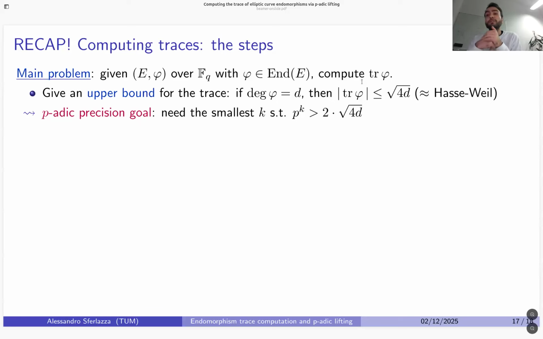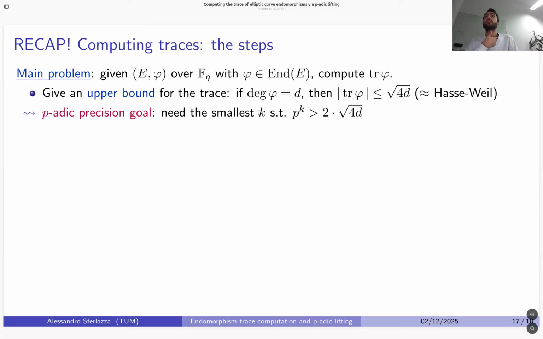So the first observation is the endomorphism phi is an imaginary quadratic element. So the discriminant of its characteristic polynomial is negative, which gives us a bound on the trace, namely in absolute value it's smaller than the square root of 4 times the degree. And that gives us a sort of goal to which p-adic precision we want to lift, we want to arrive.